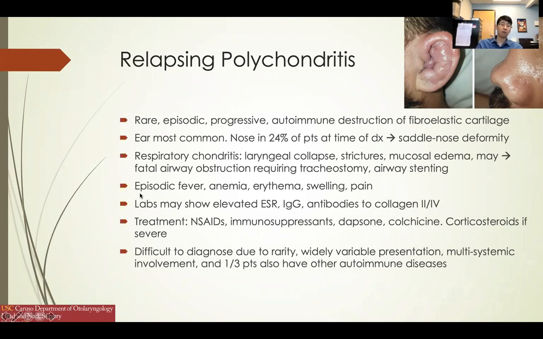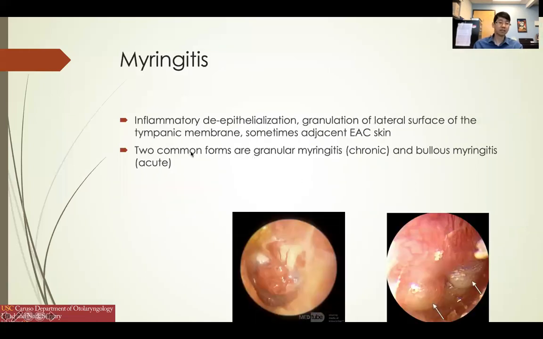Symptoms for relapsing polychondritis are episodic, so episodic fever, anemia, red, painful, swollen cartilage. And you can get elevated ESR, IgG, antibodies to collagen. Treatment is with anti-inflammatories, immunosuppressants, things like dapsone and colchicine, and if it's really severe, steroids. And obviously a rheumatology consult.